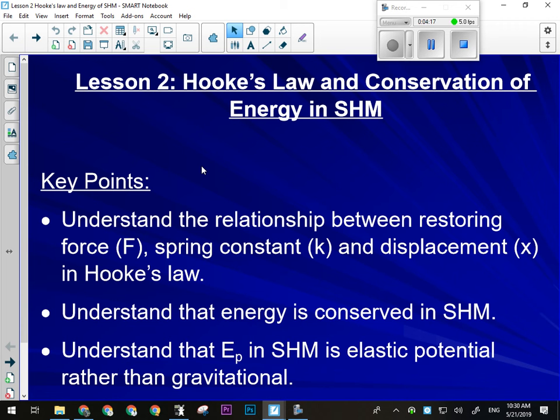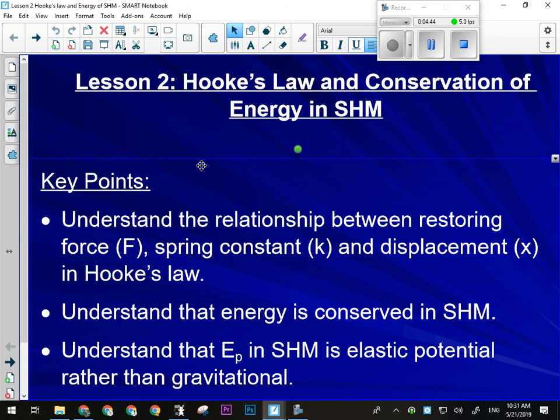Most of his research was actually around energy and springs and things like that. So that's what we're going to look at here today: what he found out about the energy stored in a spring. Well, not so much the energy, but the force in a spring as a result of the changes in shape that go along with it. We need to understand the relationship between restoring force, which we've talked about and is necessary for all simple harmonic motion to occur, spring constant, and displacement.